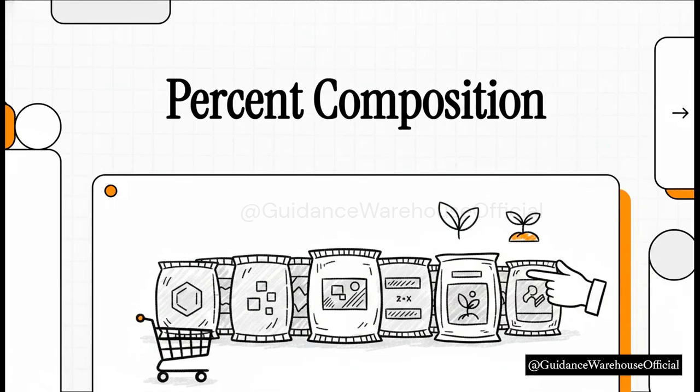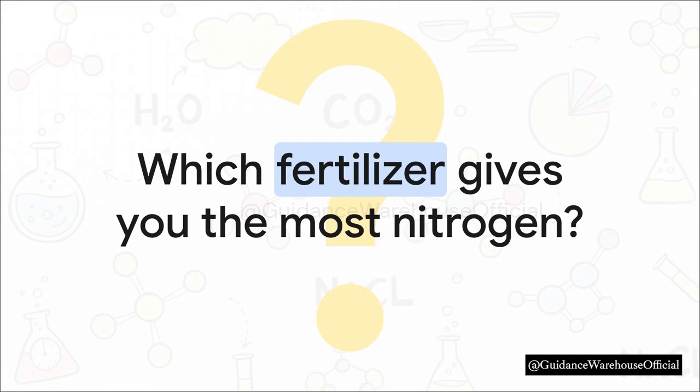Picture this. You're walking down the aisle of your local gardening store, looking for some fertilizer. You're faced with this huge row of different chemical bags, and you've got to make a choice. You see ammonia, ammonium nitrate, and urea. Now, they all contain nitrogen, right? And that's the active ingredient you actually care about to make your plants grow.